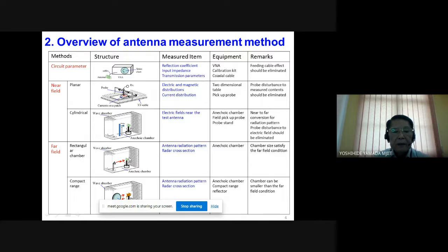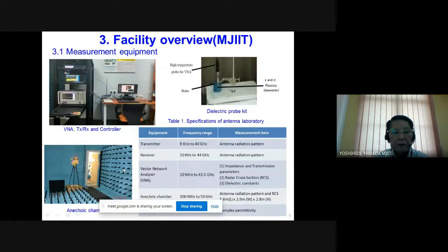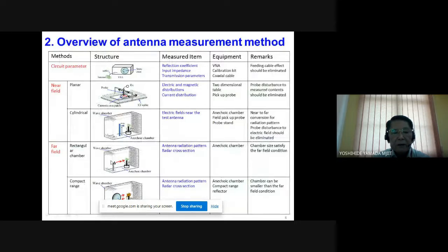the measurement antenna is far from the transmission antenna. This distance meets the far field distance. Then directly measure the antenna radiation pattern. And if two antennas are placed here, transmit and receive radar cross-section can be measured.